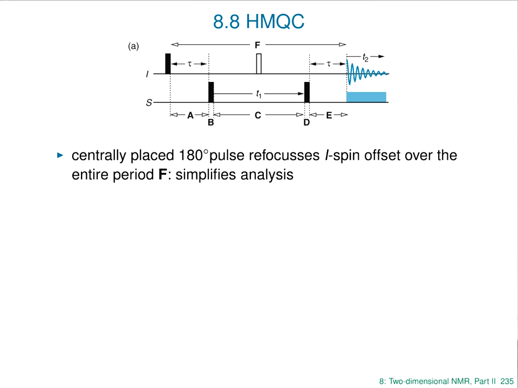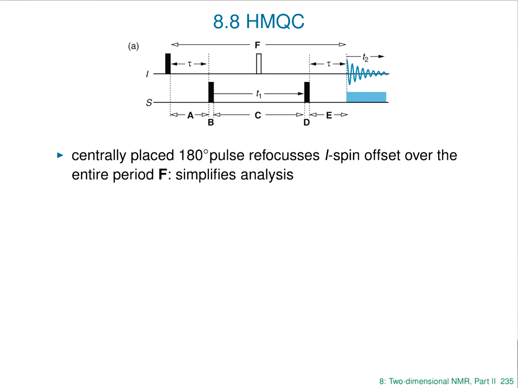And the clever thing we're going to spot is that there's this period F. And if you look at F, which has got a 180 degree pulse in the middle of it, that actually forms a spin echo on the I spin. And in fact, it refocuses the offset of the I spin over the entire period F, over tau and T1 and tau. So throughout the analysis of this pulse sequence, one can simply ignore the offset of the I spin. And that will give us a major simplification right to begin with.